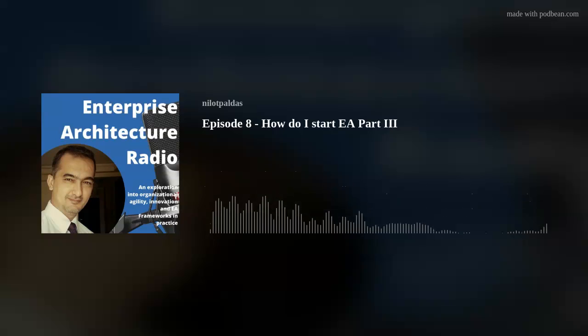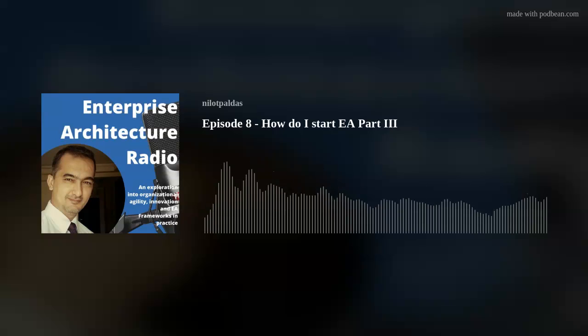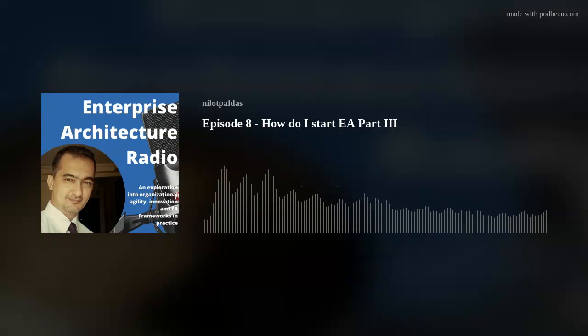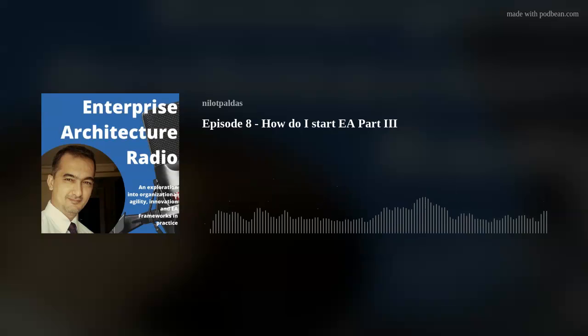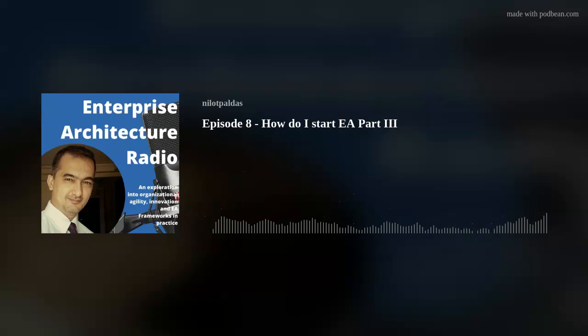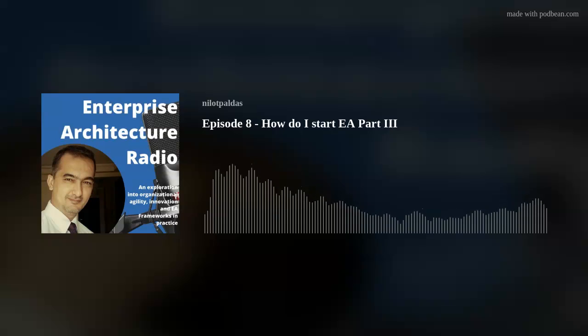Today, let's talk about two things. First, how to measure maturity, and second, how to choose the first enterprise architecture project. Let's start with how to measure maturity. This is not a new concept. Maturity models have been there for a while now. But more than how to measure, what's important is what to measure.